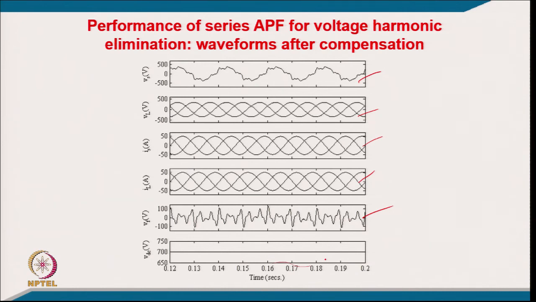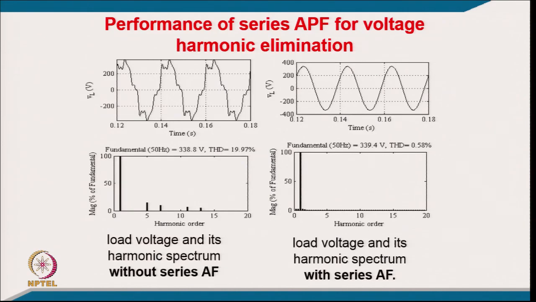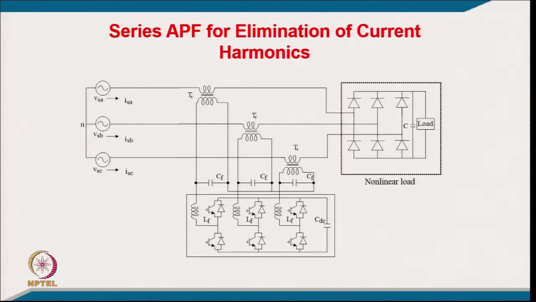So, this is basically a voltage harmonic elimination case study. If you see the voltage harmonic distortion, this is the harmonic spectrum, 19.97% THD of the supply voltage, but the load voltage THD is reduced to 0.58% only. So, this is how it works in eliminating the voltage harmonics in case of a linear load. That is the first function.